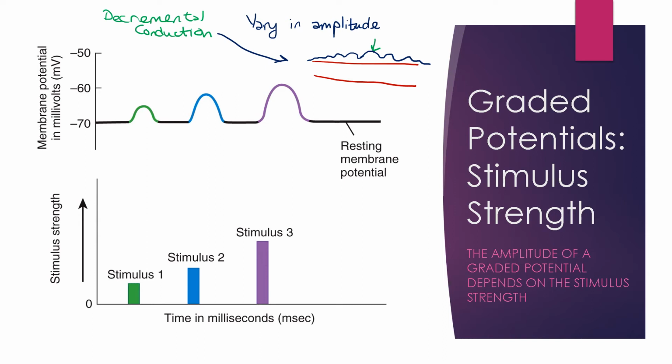So we see the strength of the stimulus on this bottom graph here. So stimulus 1 is going to be the lowest strength, producing the smallest graded potential. Stimulus 2 is a little bit stronger, producing a little bit stronger of a depolarizing membrane potential change, or a depolarizing graded potential. And then stimulus 3 is the strongest in this example, showing the strongest depolarizing graded potential here.